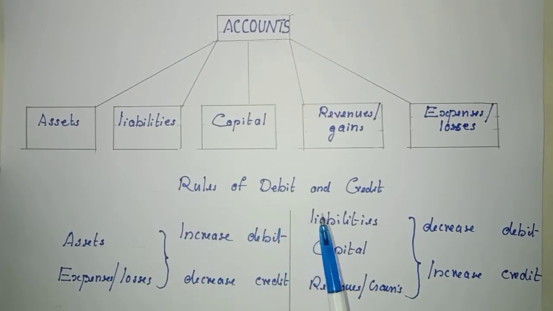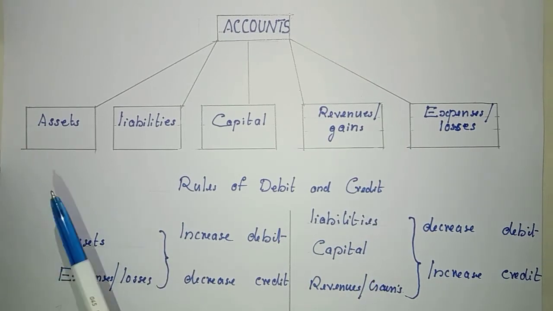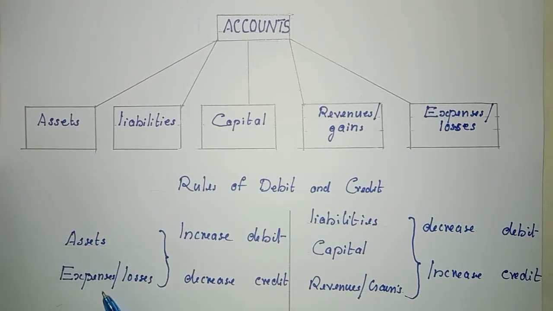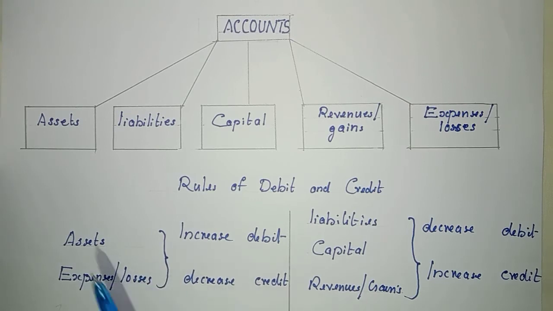Now the rules of debit and credit for these accounts. Here, the rule for assets and expenses are the same, and it is: assets and expenses increase debit and decrease credit. That is, if there is any increase in the value of any asset or expense, debit that account, and if there is any decrease in the value of any asset or expense, credit that account.